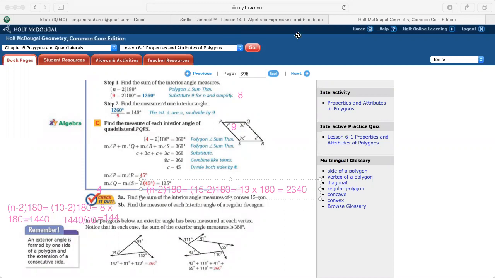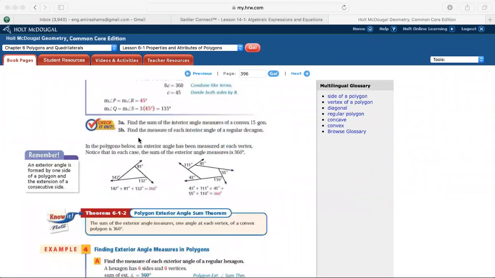Okay. The last part, I will give it to you fast before we finish. In the polygons below, an exterior angle has been measured at each vertex. Notice that in each case, the sum of the exterior angle measures is 360. What are the exterior angles? Angles that are outside the polygon, like this one, like this one, like this one.